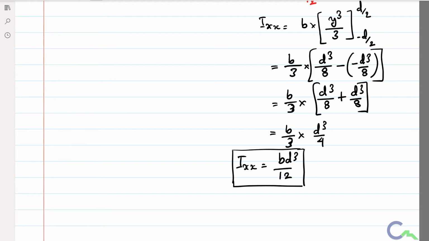So if I want to find Iyy, if I do the derivation in the other direction, I will get db cube divided by 12. That is the moment of inertia about the vertical centroidal axis.